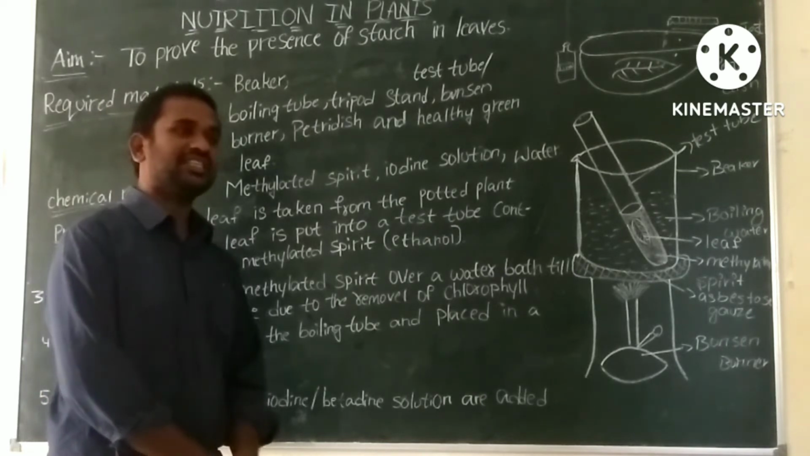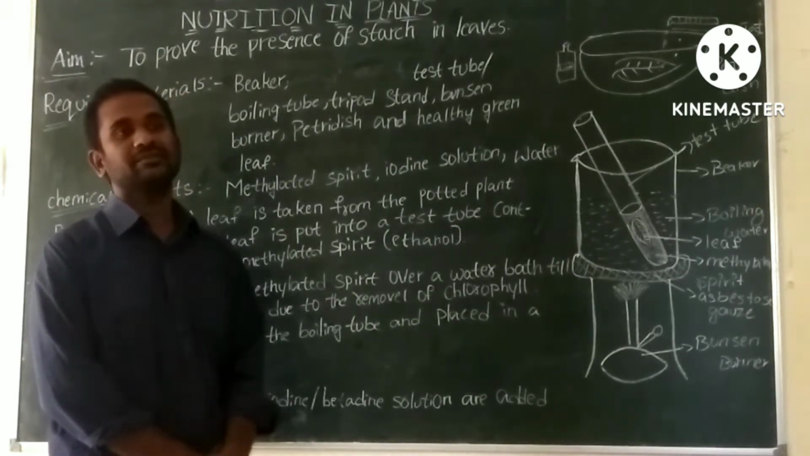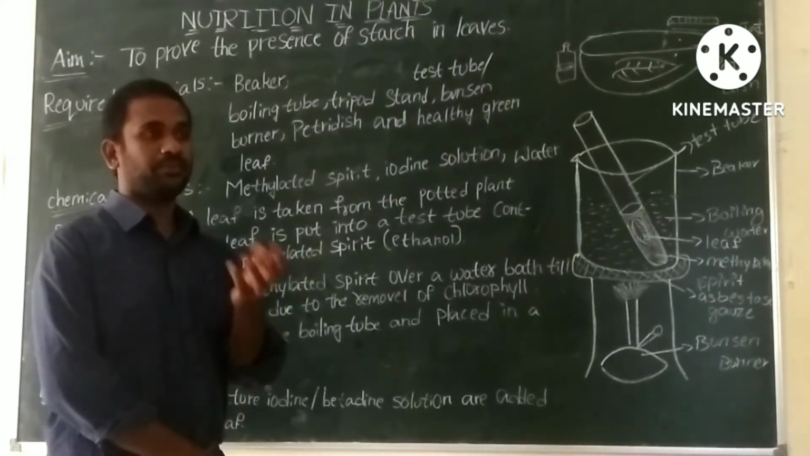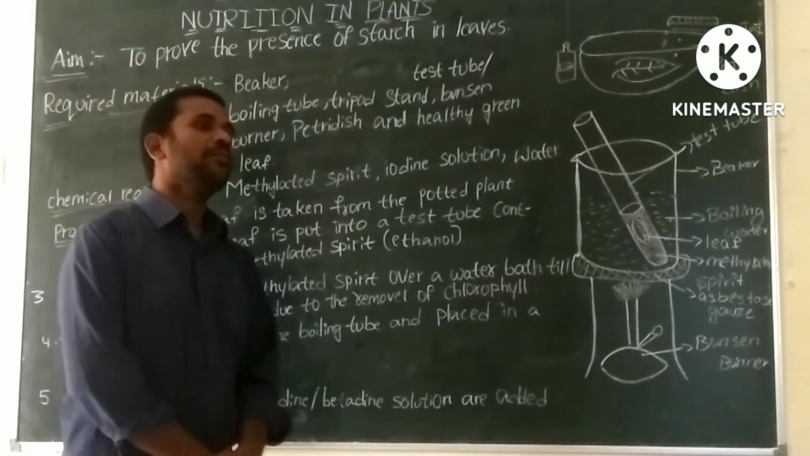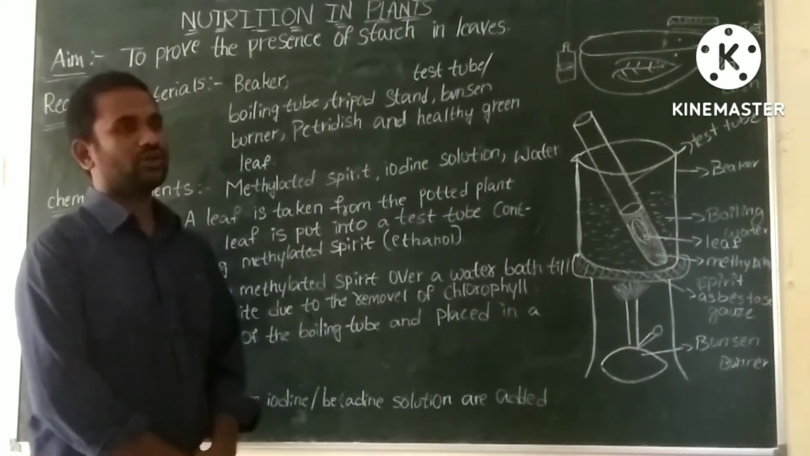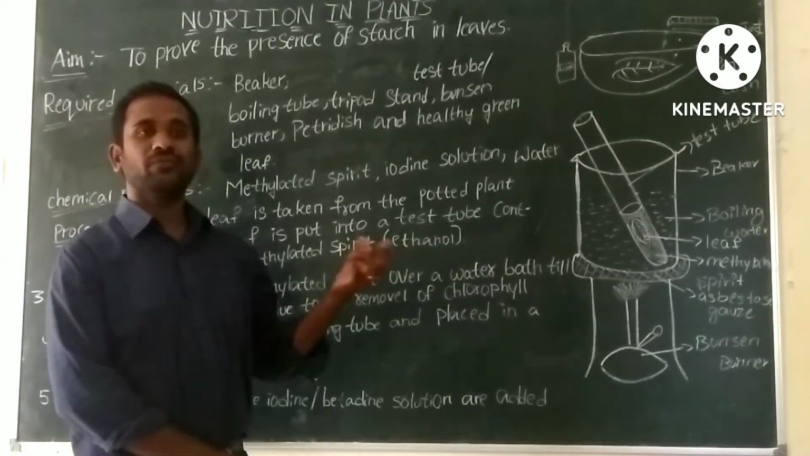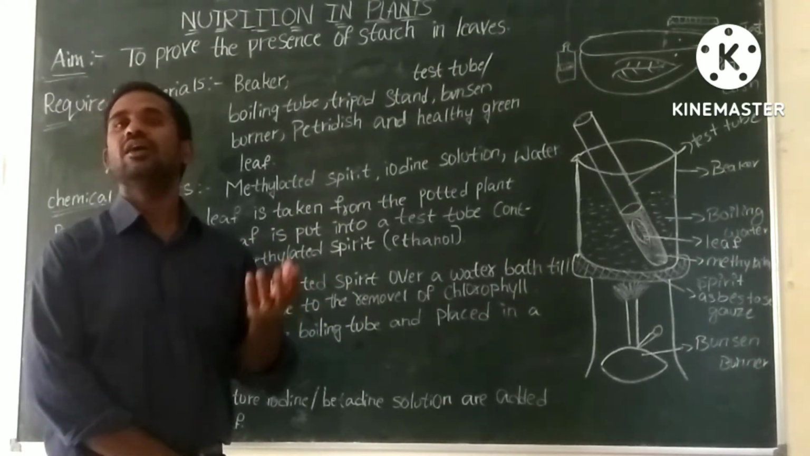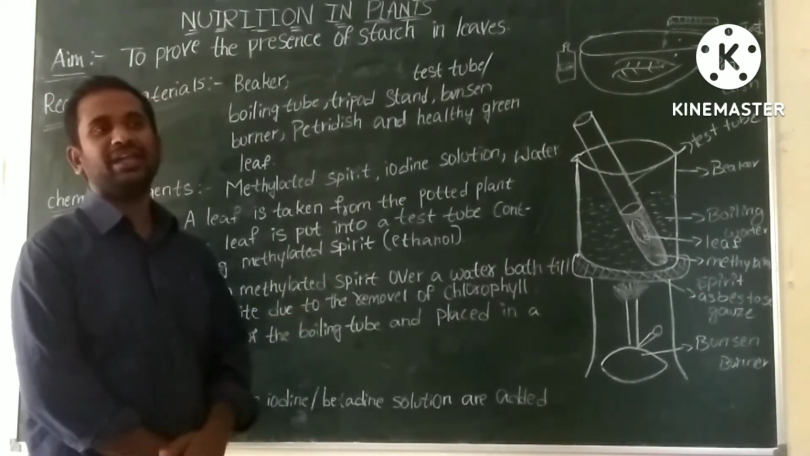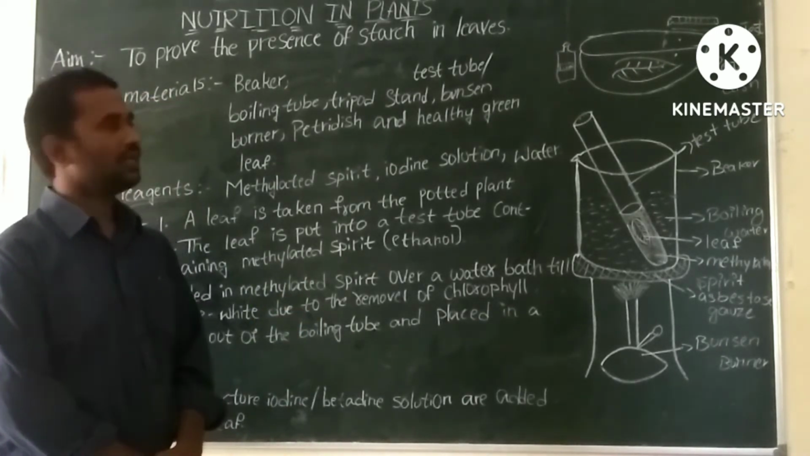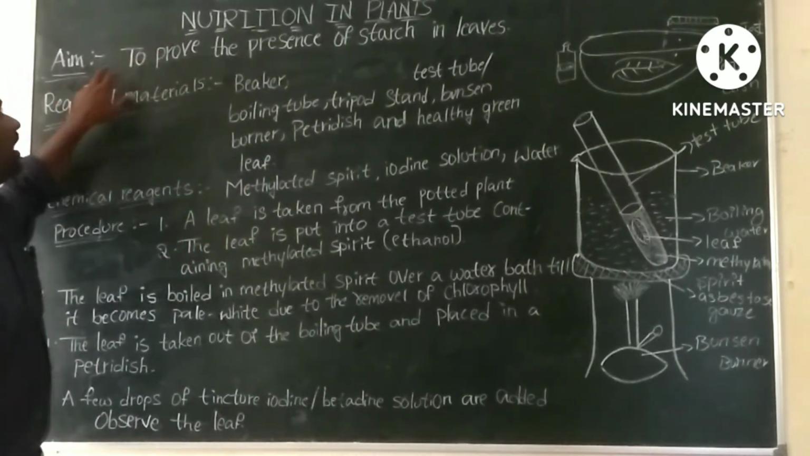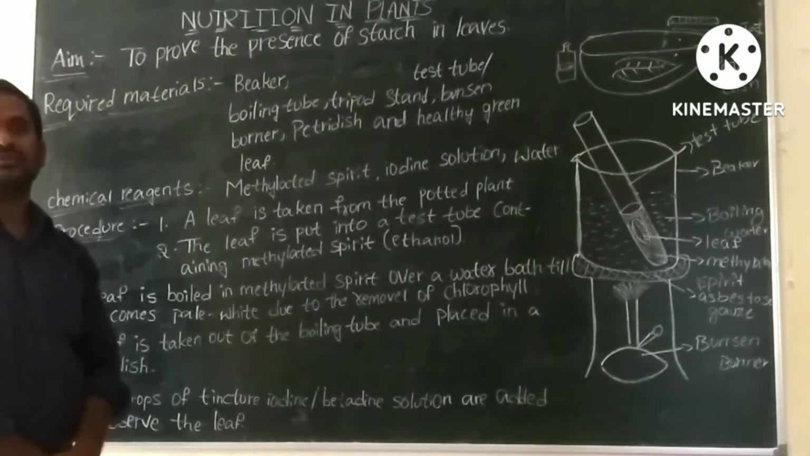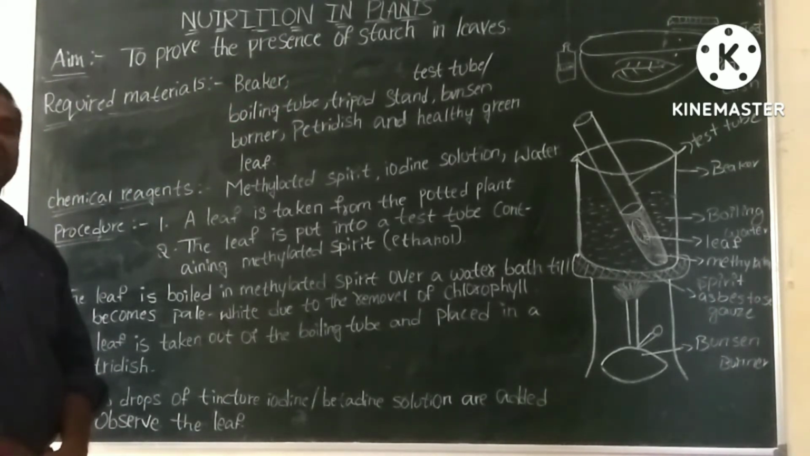Okay, so which part is responsible for production of food material in a plant? Leaves. Leaves are the parts preparing food material through the photosynthesis process. Now if you want to prove that photosynthesis happens in a leaf, you must do the iodine test. The aim is to prove the presence of starch in leaves.